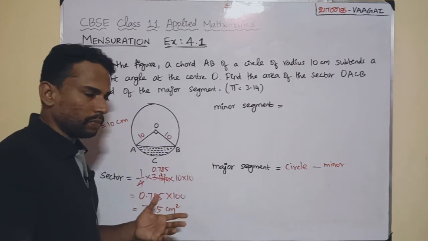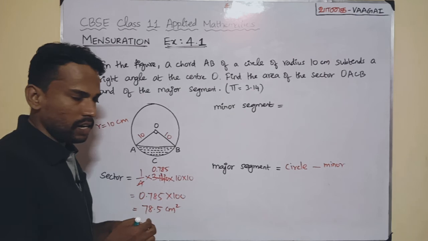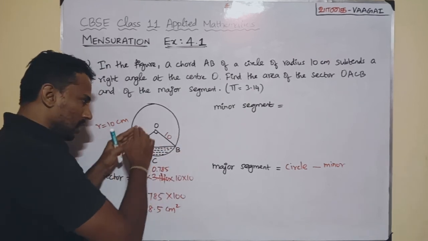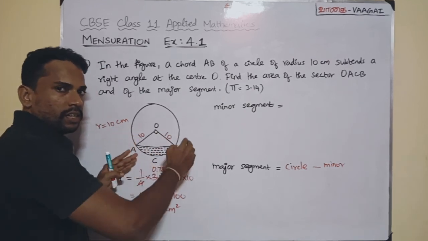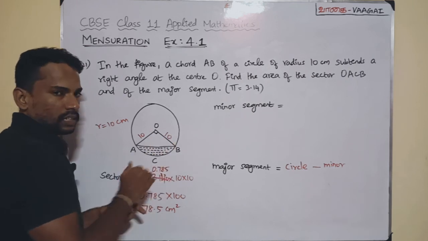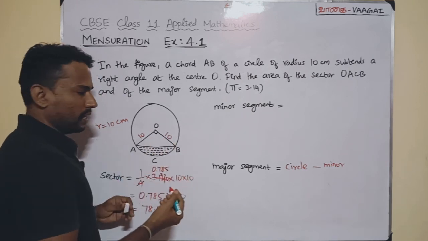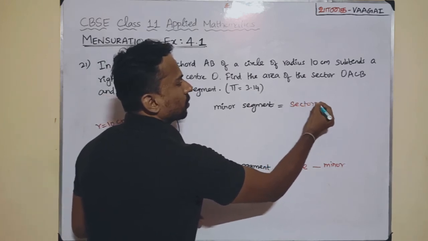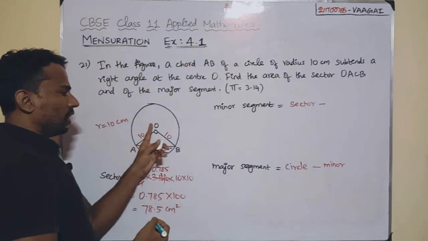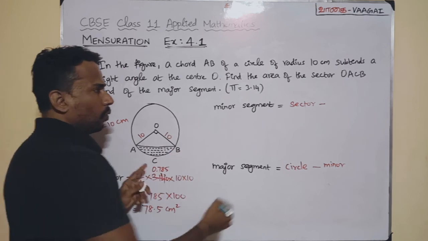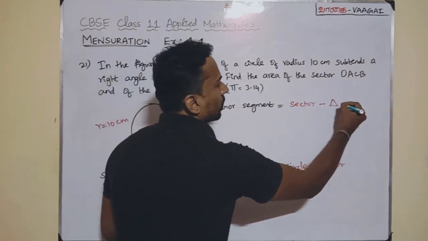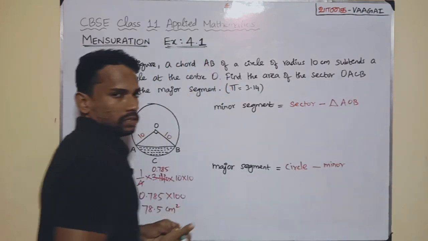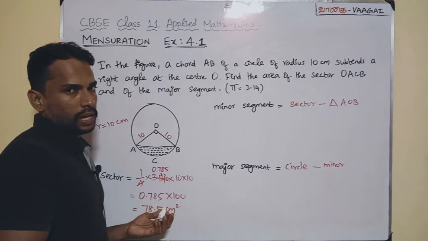How to find a minor segment? Very simple. Just now we saw the construction, right? This minor segment is nothing but the area inside the sector but outside the triangle. So for that, I will take the area of the sector, and from this I will subtract the area of the right angle triangle AOB. If I do this, I will be able to get the answer.